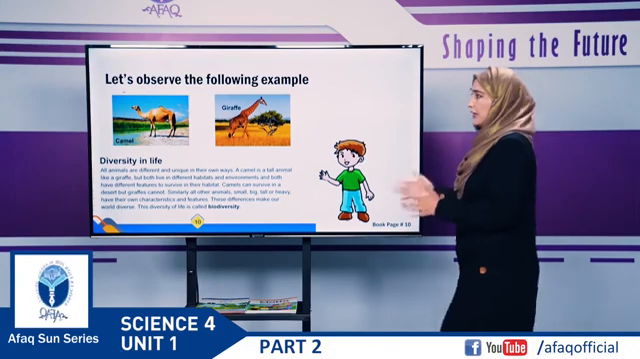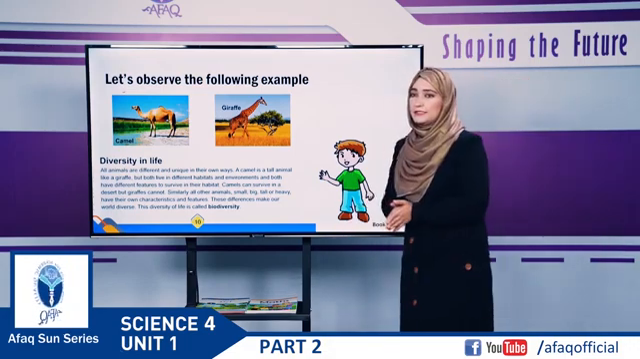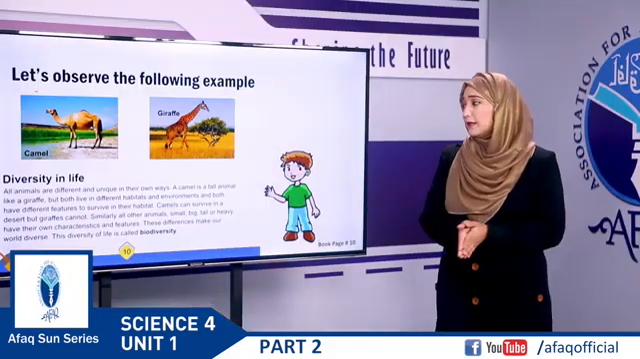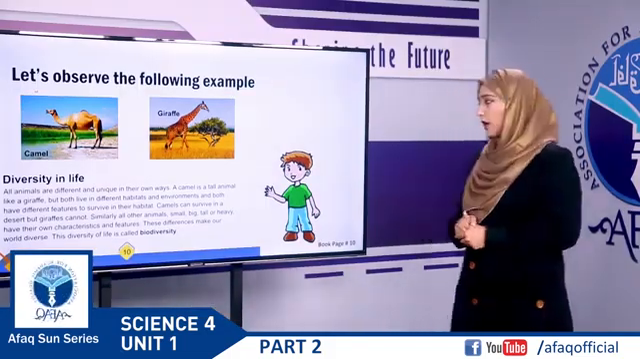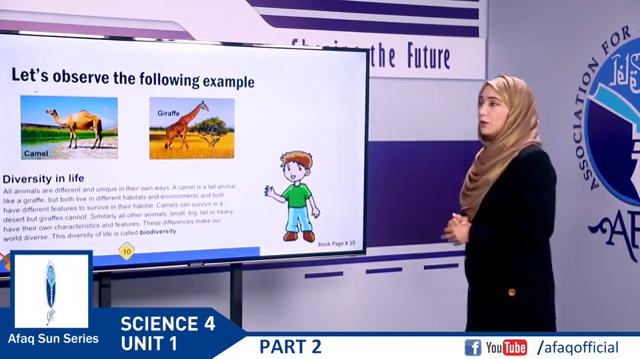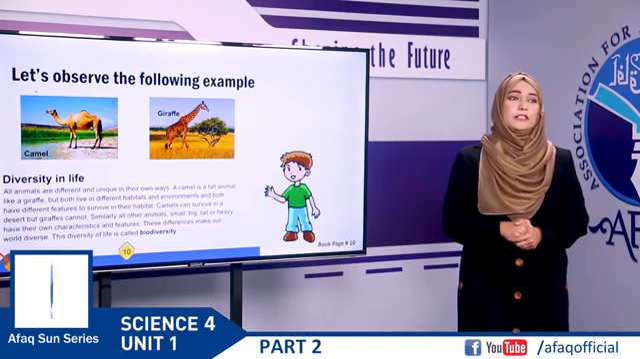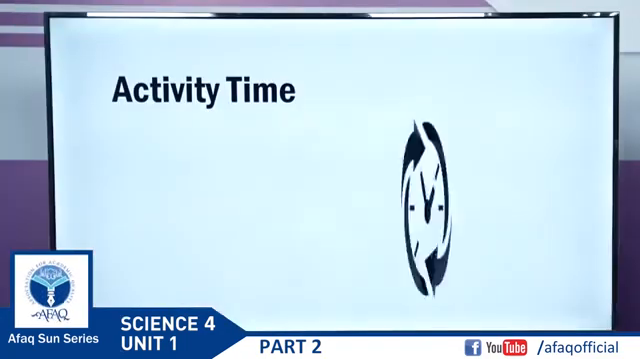So, different animals live at different places. They have different features according to their habitats. So, animals big or small, tall or heavy, they have their own characteristics and features. This is called biodiversity.